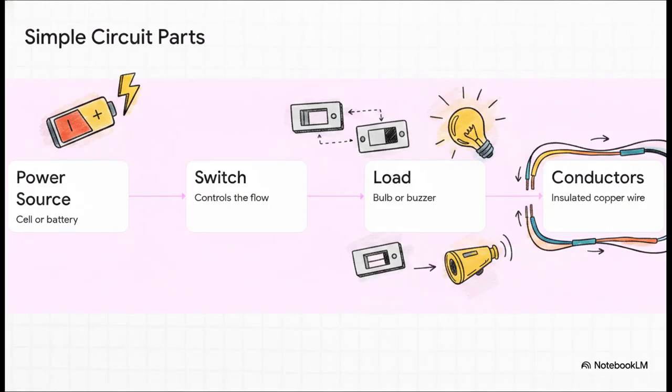Let's observe a classic behavior here. Question 6 asks, what 4 parts make up the simple circuit your teacher demonstrates in class? Watch closely. It relies on a perfect 4-step cycle: a power source, like a battery, a switch to control the flow, a load, like a bright bulb to use the energy, and the conductors, which are usually those insulated copper wires to tie the whole shebang together.